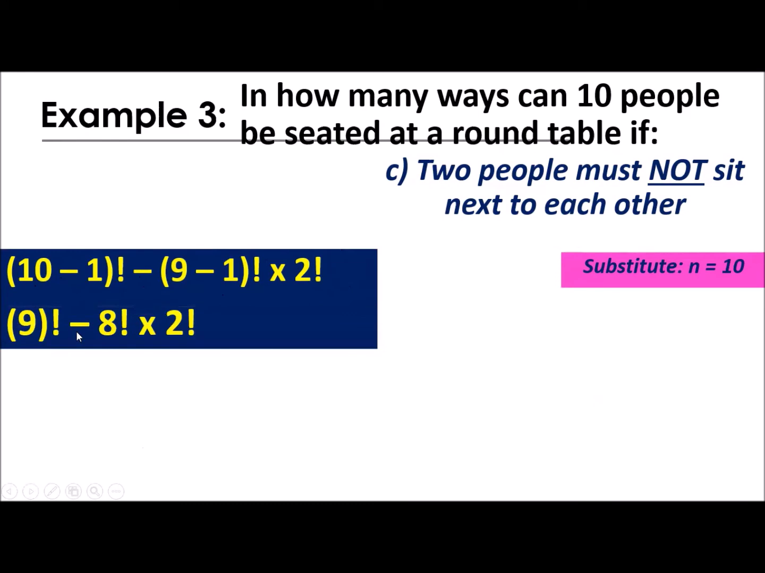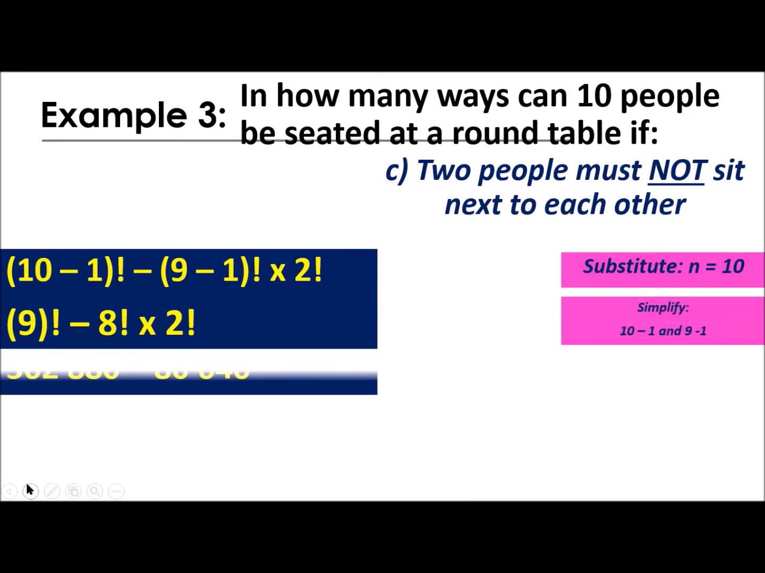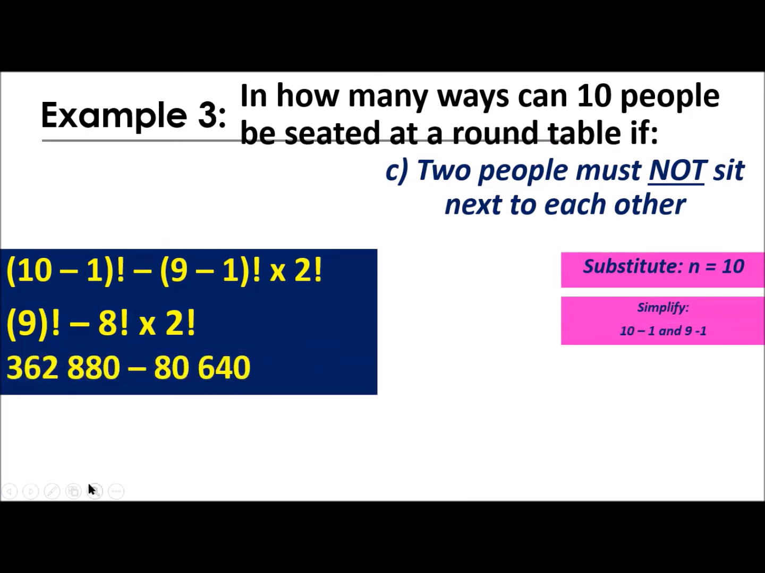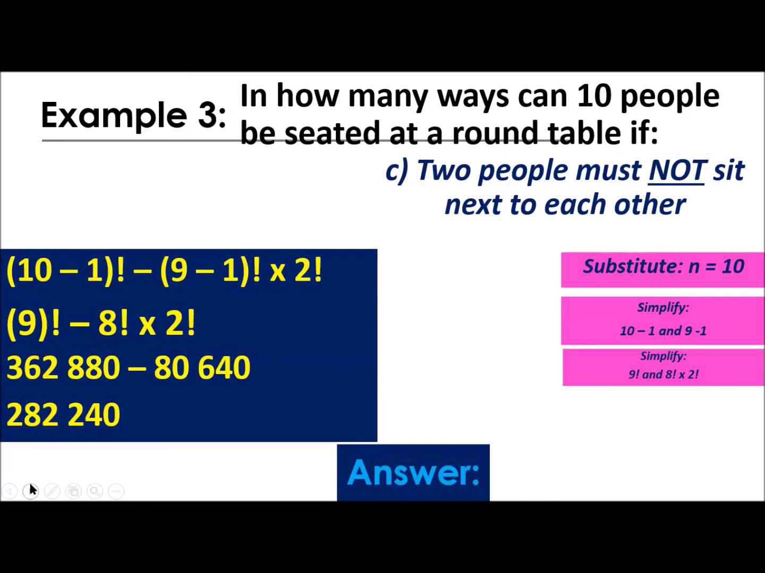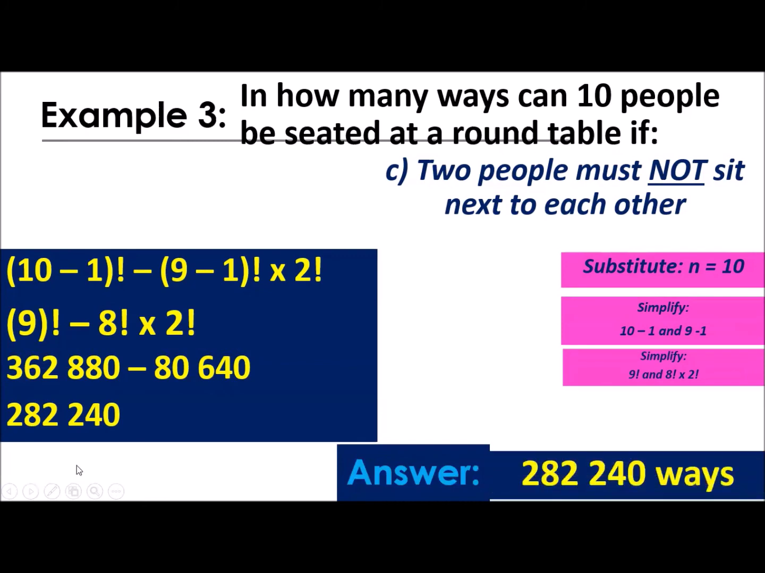Okay? So, we're going to simplify for it. 10 minus 1 will become 9. And then 9 minus 1 will become 8. So, kung ano man yung sagot natin kanina, so subtract lang natin yan. The answer there is 282,240 ways. Okay? So, that is circular permutation.